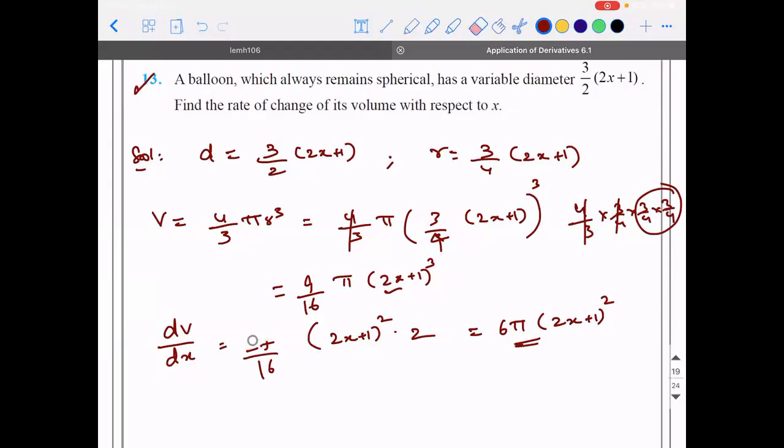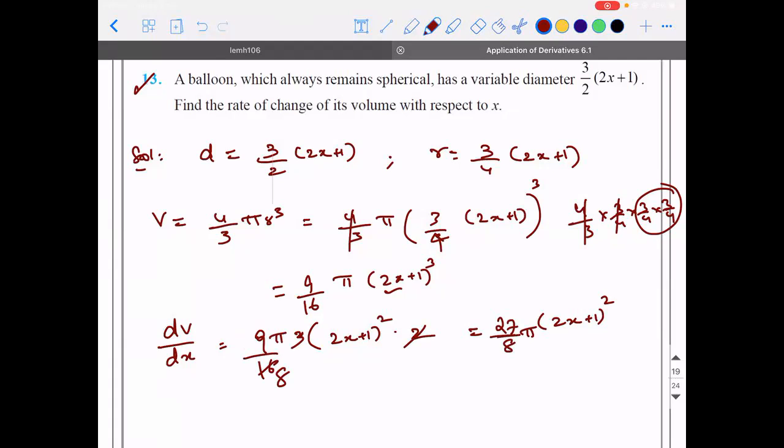Okay, I'll write an extra step. 9 by 16 is undisturbed. You will get 3x square into this thing. This will be 8 times. So 27 by 8 times pi. 27 by 8 pi into 2x plus 1 the whole square.